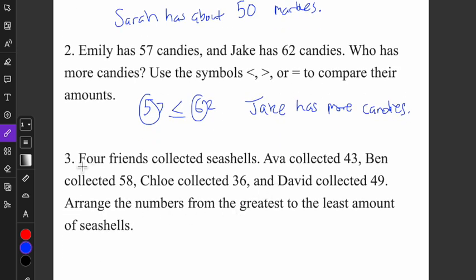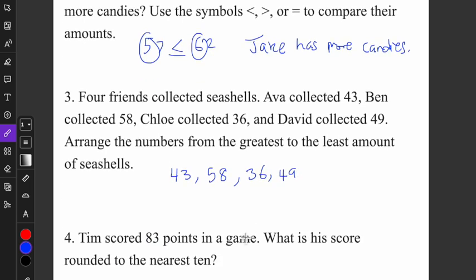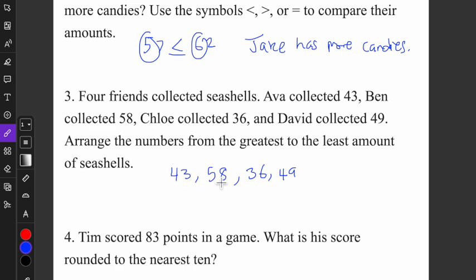Let's do 3. 4 friends collected seashells. Ava collected 43, Ben collected 58, Chloe collected 36, and David collected 49. Arrange the numbers from the greatest to the least amount of seashells. So we have 43, 58, 36, and 49. When we compare the tens place of these 4 numbers, we can tell that 58 is the greatest. So we put that first.